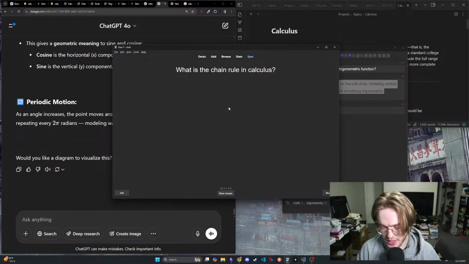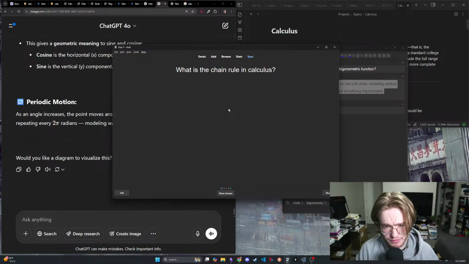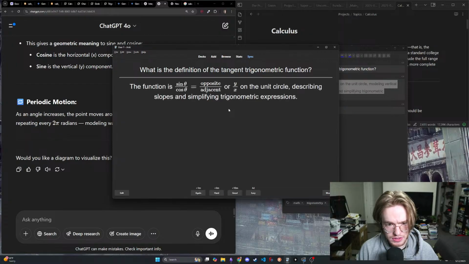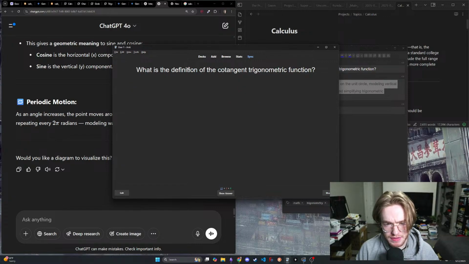The chain rule is a way for taking the derivative of functions where you have a composite function. Tangent trigonometric function. This is opposite over adjacent. Okay. I'm going to send this one through again. Cotangent would be adjacent over... it would be opposite over adjacent. Oh, wait. Adjacent over opposite.